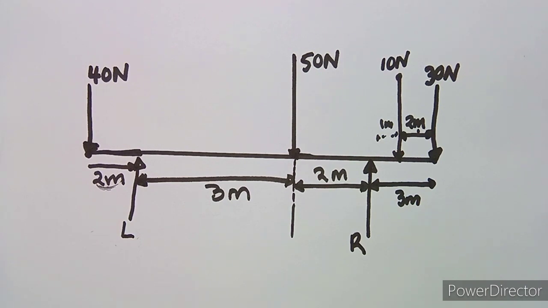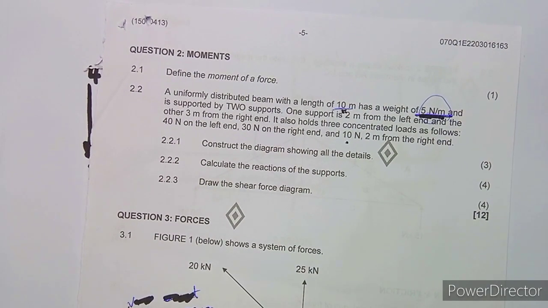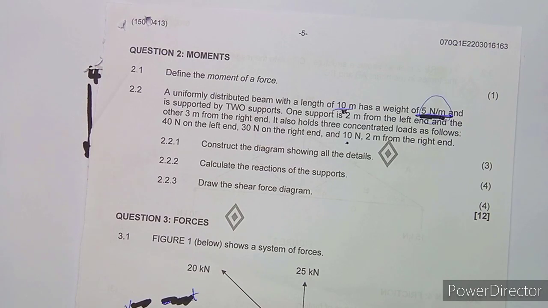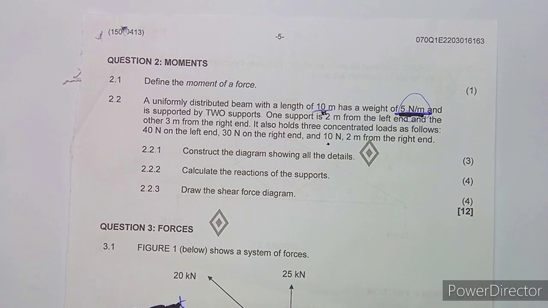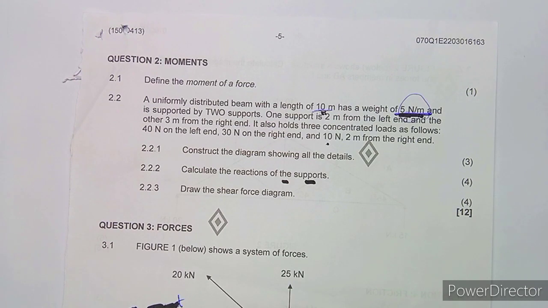it on 2.21, where we were asked to just construct the diagram showing all the details. So all the details are the forces, the distance, all those parts. Okay, then calculate the reactions of the support. Okay, calculate the reactions of the support. In this case, you are not given a condition that the reactions of the support should be calculated from both supports. They just say calculate the reaction, so you can take advantage of calculating one, then to obtain the other you just use the fact that upward forces are equal to downward forces.